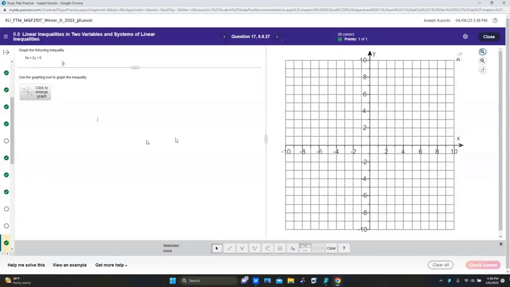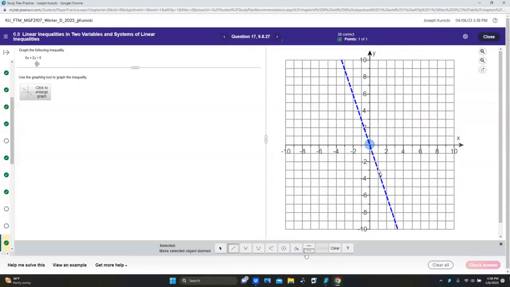We don't mind that. But first of all, it's a dotted line, so I hit the line tool and I do dotted line. So I know one point is the origin, because if I say 6x plus y equals 0 as the line, then if both x and y are 0, I get a true statement. So the origin's on there. Now I need another point. So why don't I use 1 for x and -3 for y? That'll give me 6 minus 6 equals 0. So (1, -3).